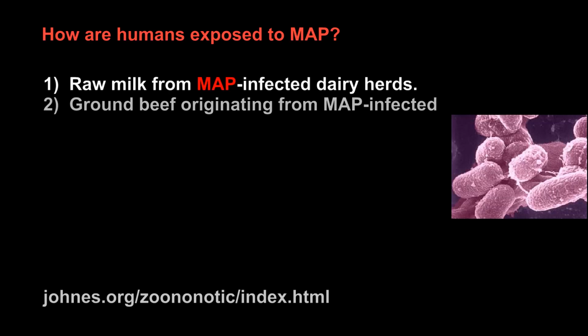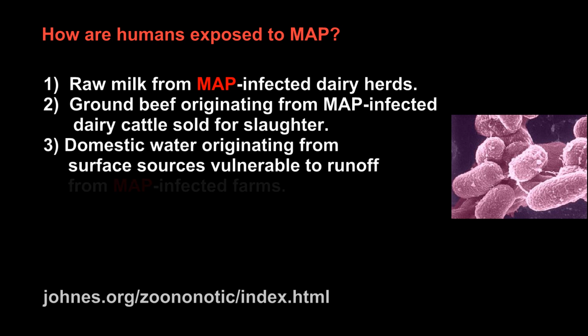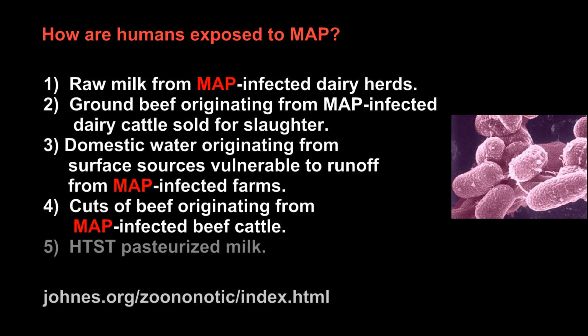Humans are exposed to MAP by eating ground beef or cuts of beef, by drinking raw or pasteurized milk, or by drinking groundwater from MAP-contaminated farms or exposed water supplies.